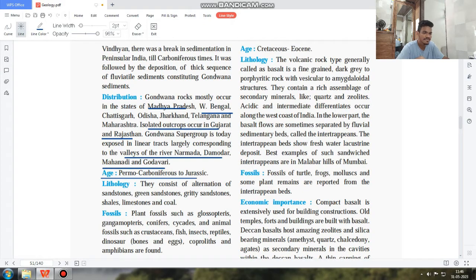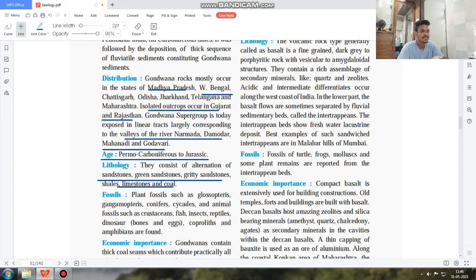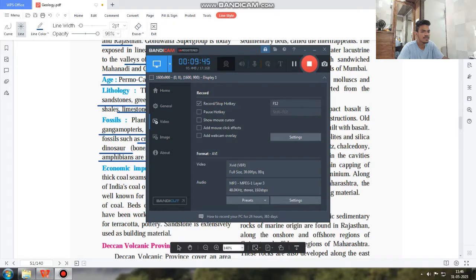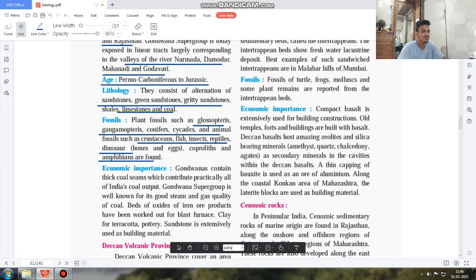Lithology, again sedimentary ones only: sandstone, green sandstone, shale, limestone. Yes, fossils are important. Plant fossils such as Glossopteris, Gangamopteris, conifers, cycads. Animal fossils such as crustaceans, fish, insects, reptiles, dinosaurs, amphibians are found. Economic importance: you can say coal, India's largest coal output, good steam and gas quality. Sandstone is extensively used as building material. Okay, so that's it for economy. You can say something more about it.